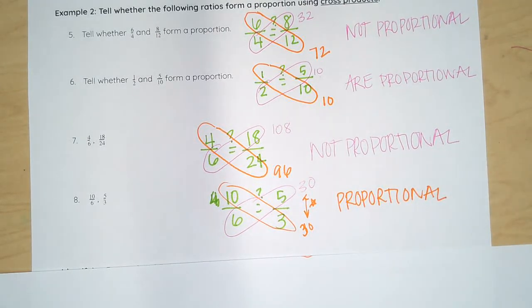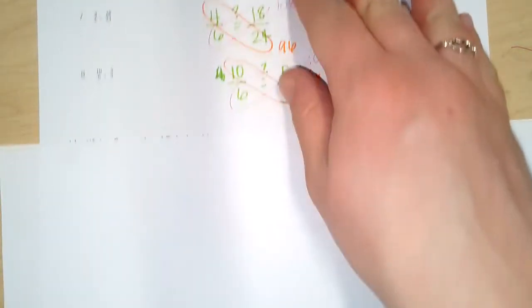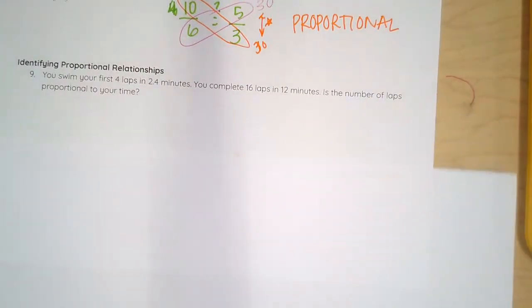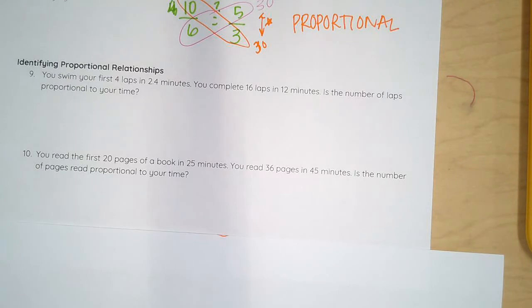So there's one more type of problem that you will come across, and that is that word problem. It says you swim your first 4 laps in 2.4 minutes. You complete 16 laps in 12 minutes. So sometimes we know that when you start off doing physical activity, maybe you are going faster and then you end up slowing down later, or maybe it's vice versa. So what we want to know, is your time fair? Is it consistent? Is it the same across your time, is it proportional?